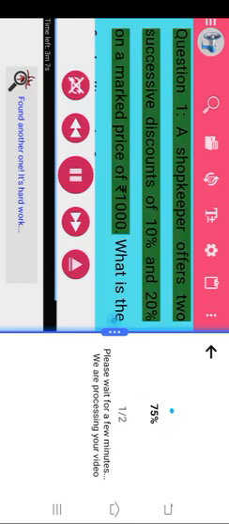Practice questions, SSC level. Question 1. A shopkeeper offers 2 successive discounts of 10% and 20% on a marked price of 1,000 rupees. What is the final selling price?